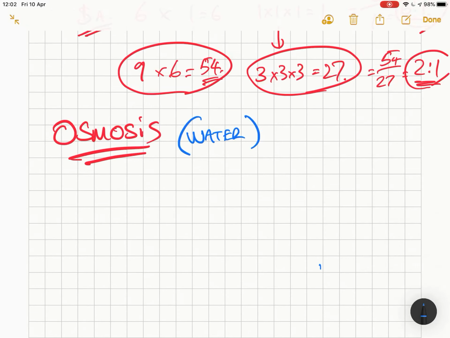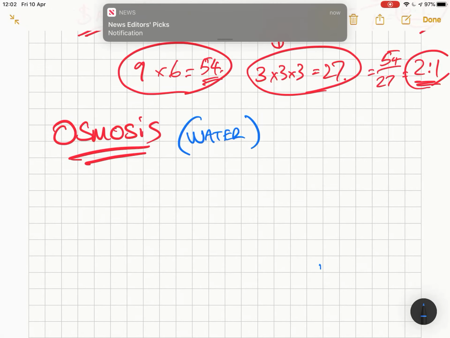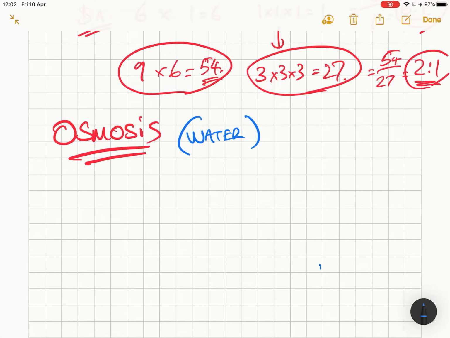But we're talking about water molecules only. So osmosis is essentially the diffusion of water molecules. The tricky bit that you've got to get your head around when you're thinking about osmosis is that when water molecules are in a solution where there are lots of water molecules, the solution will be described as being dilute. And when we're talking about a solution that has very little water in it, we'll say the solution is concentrated.